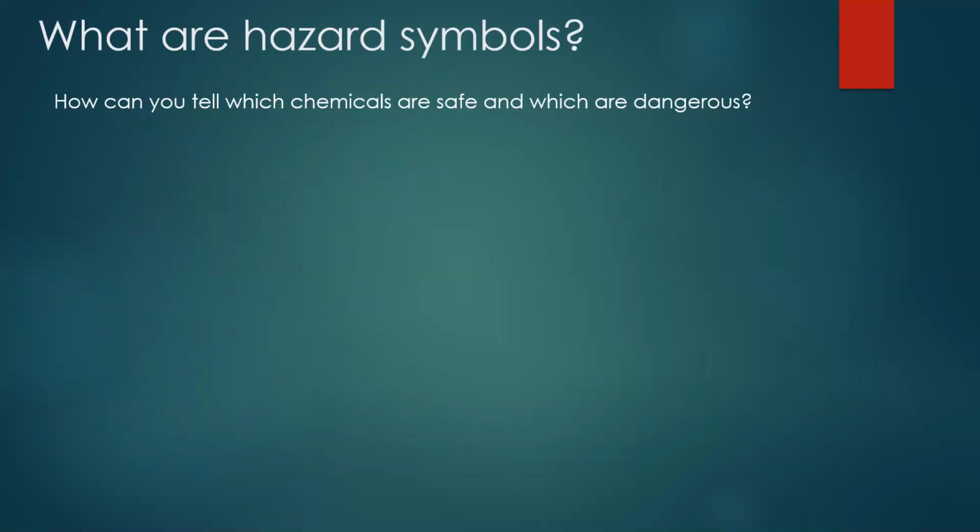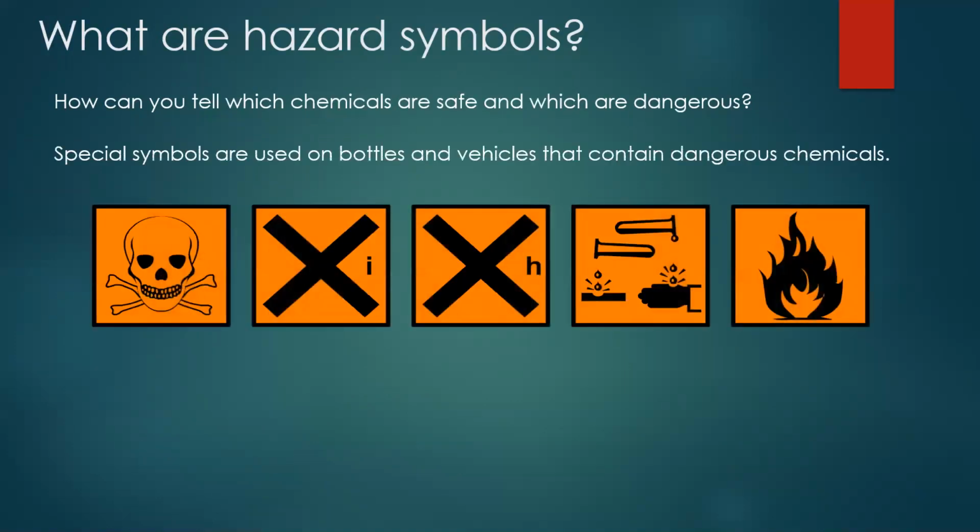Now, next bit. I think it'd be a good time to mention the hazard symbols here, as we have touched on this. This sort of helps you to see how you can tell which chemicals are safe and which are dangerous, and we tend to use special symbols on bottles and vehicles that contain dangerous chemicals. Now, these are the symbols we use and the universal symbols.